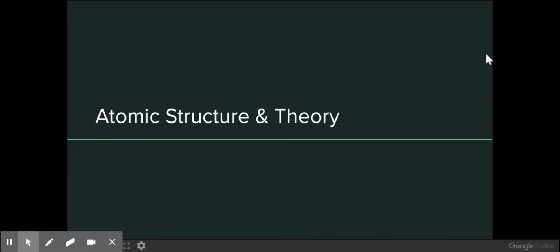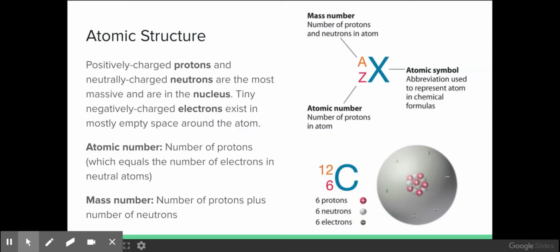Atomic structure and theory. This is something that we should have a very high level of familiarity with, but I want to make sure that I review a lot of the details that you need to know about atoms, their structure, and the theory behind it.